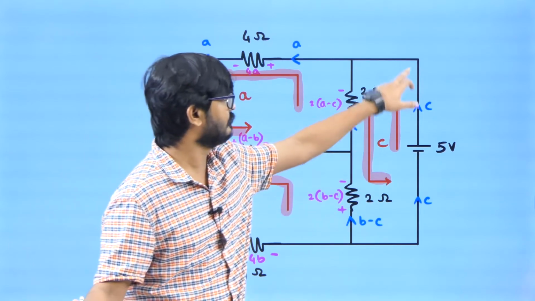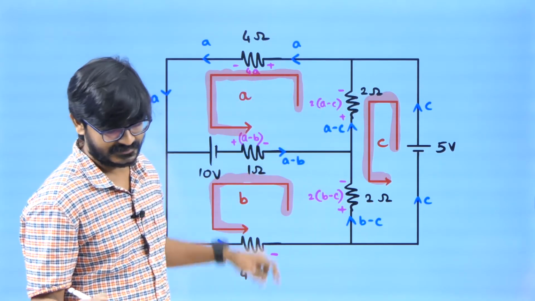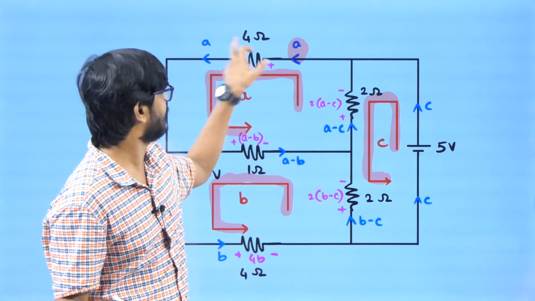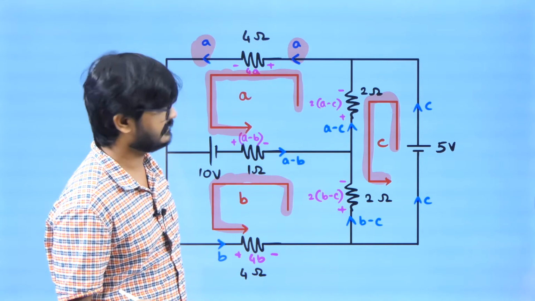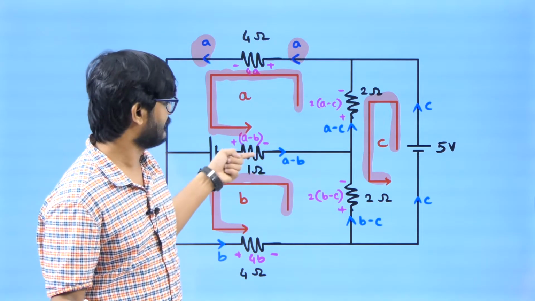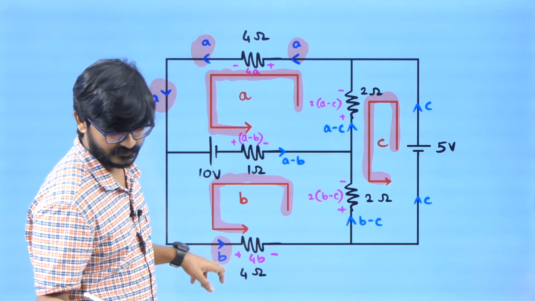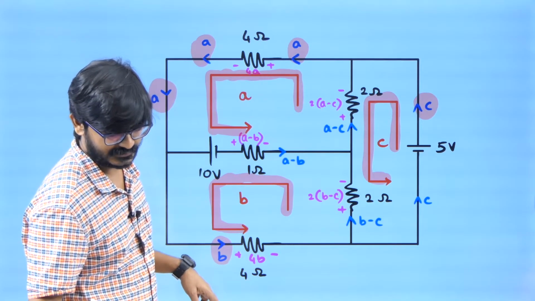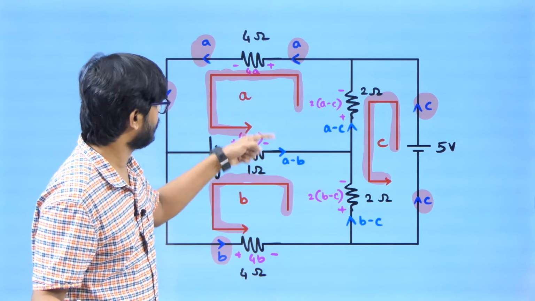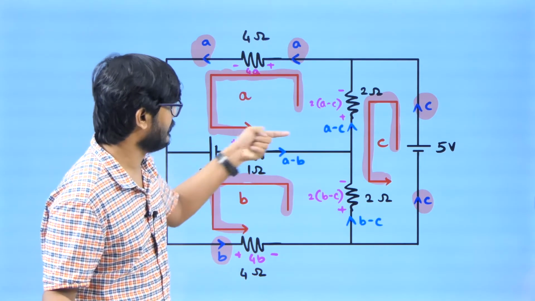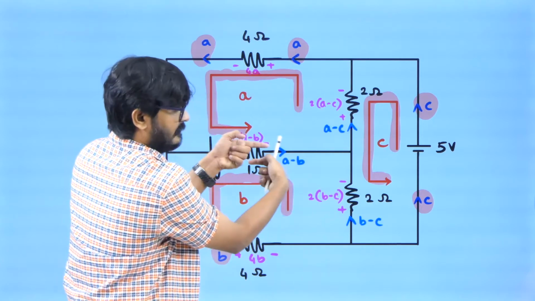If the current in this loop is A, I can say current here is A, current here is A, current here is A, but current here, let me go with that later. So current here is going to be B, current here is going to be C, current here is going to be C. But what about the current here? According to this loop, current has to be A, according to this loop, current has to be B. So what is the net current?